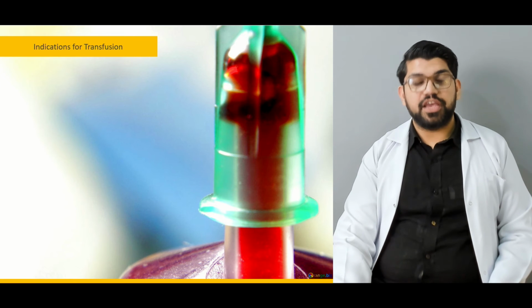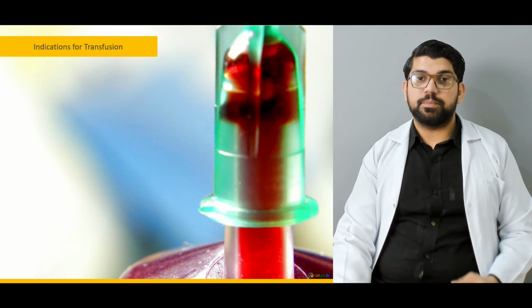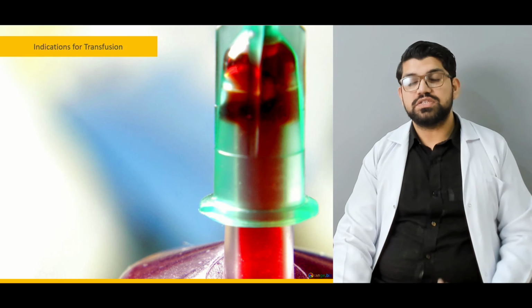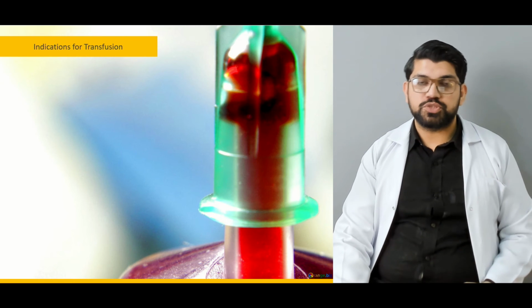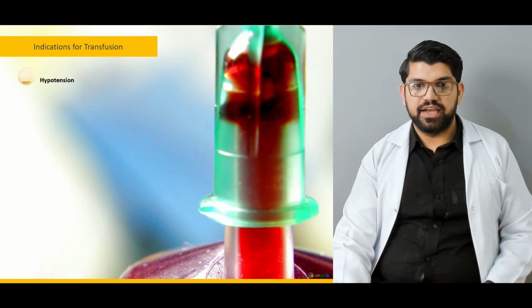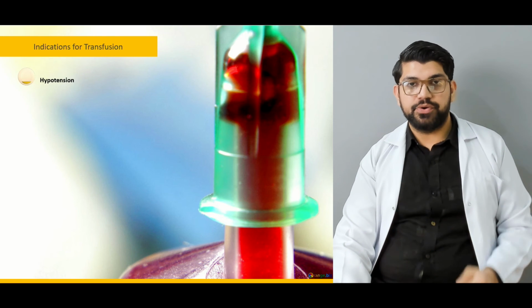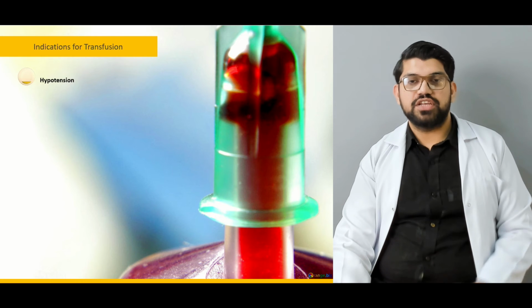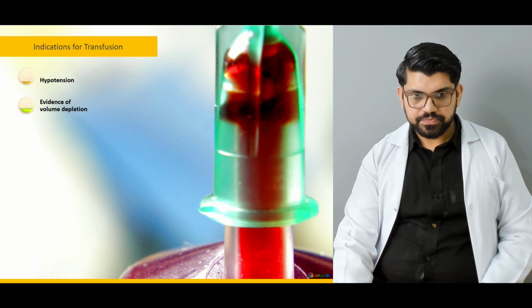Moving on to indications of transfusion. Transfusion tends to be needed when there is ongoing blood loss, hemoglobin is less than 8, and much more, which is explained in this slide. Hypotension, persistent hypotension despite fluid resuscitation, transfusion is required because blood is to be replaced with blood.